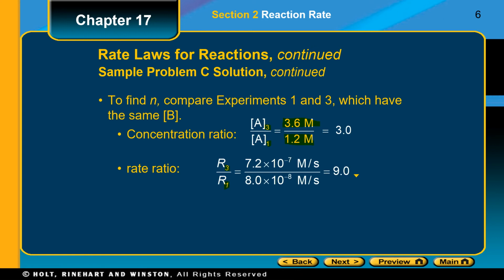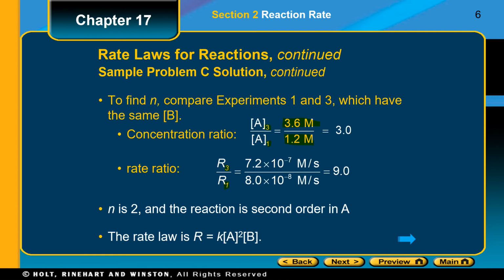So now what has happened? If I tripled the concentration, the rate now is 9 times as much. 3 to what power is 9? 3 to what power is 9? Well, it's 3 squared, right? 3 squared is 9. So we now know that N is 2, because 3 to the exponent of 2 is 9. That means this reaction is second order in A. Second order in A, why? Because N is equal to 2.